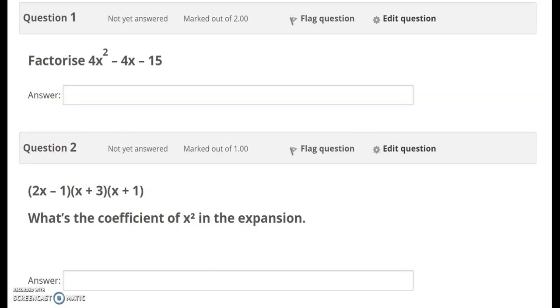The Algebra Progress Check for GCSE Higher. Factorize 4x squared minus 4x minus 15. There are different methods you could use here, but the one that I prefer is this.